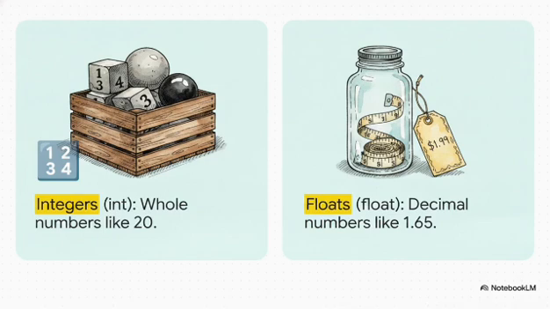But, as we all know, the real world isn't just whole numbers, right? While we use integers for whole numbers like 20, Python needs a totally separate container for precision, and that is where the float comes in. Floats are containers specifically designed for numbers with decimal points. So if you're tracking a height of 1.65 meters or maybe a price tag of 2500.50, an integer container would just drop that decimal entirely. A float, on the other hand, perfectly preserves that exact fractional data.